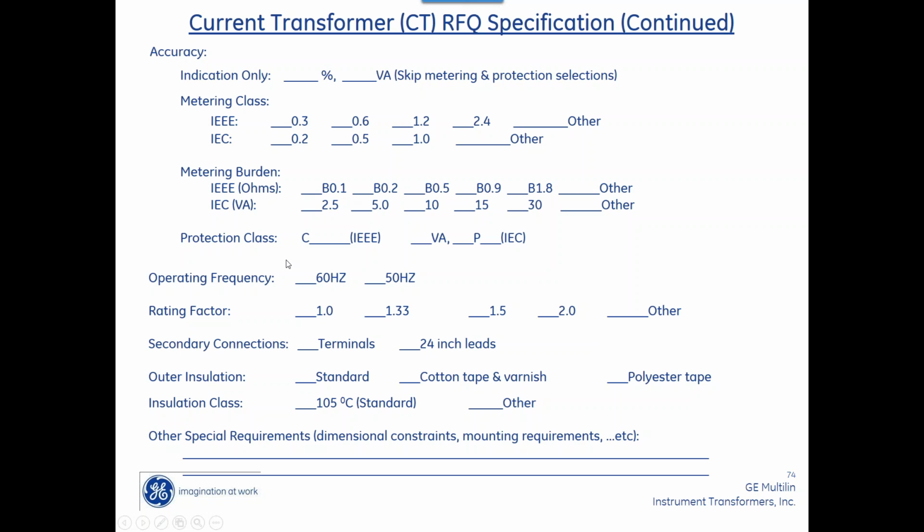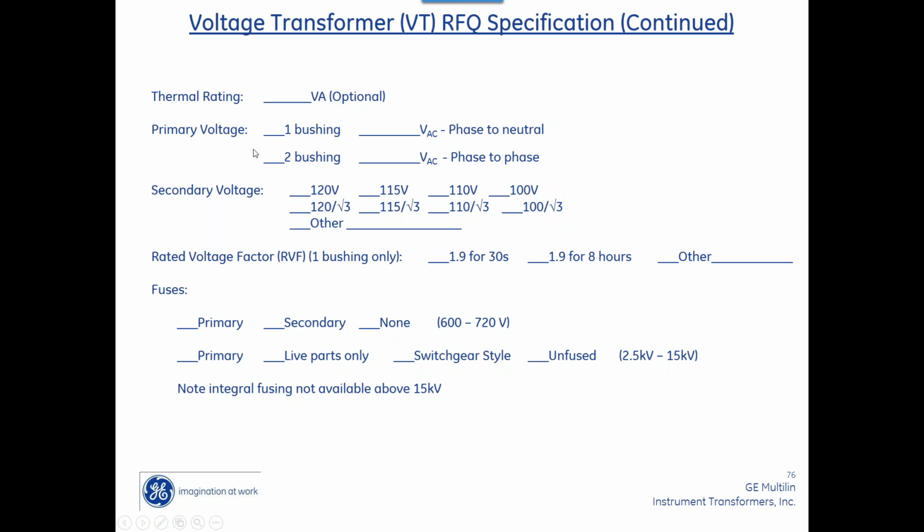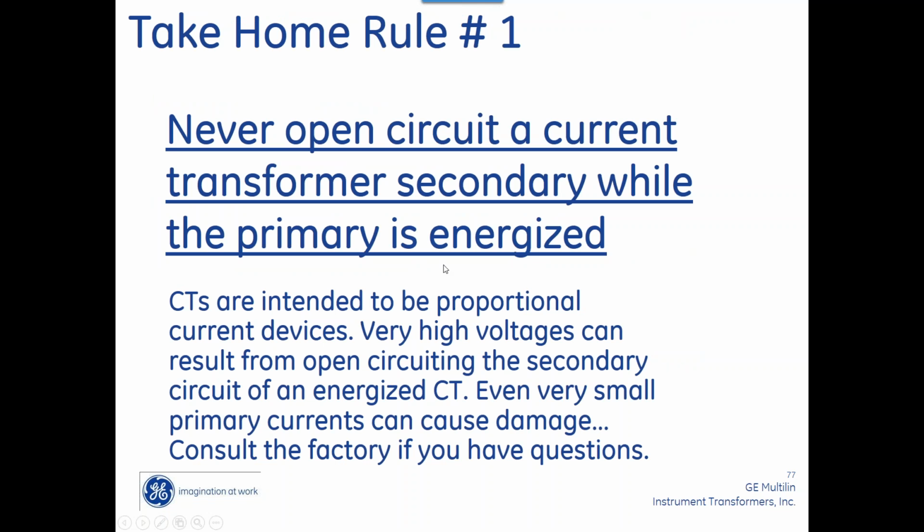Is it indication? Is it metering, protection, frequency, rating factor? We talked about that. Insulation class. On PTs, here are some of the specs for that. Same basic requirements. Thermal rating, one bushing, two bushing, secondary voltages. Fusing, do we need that?